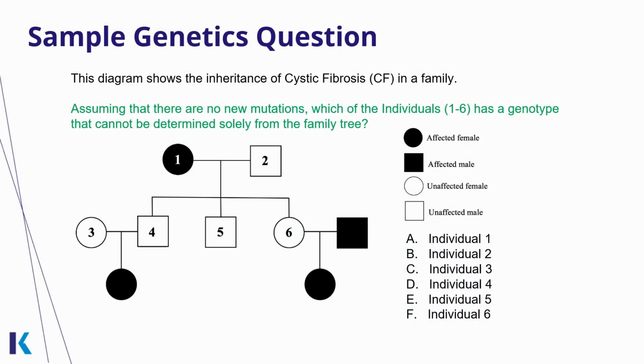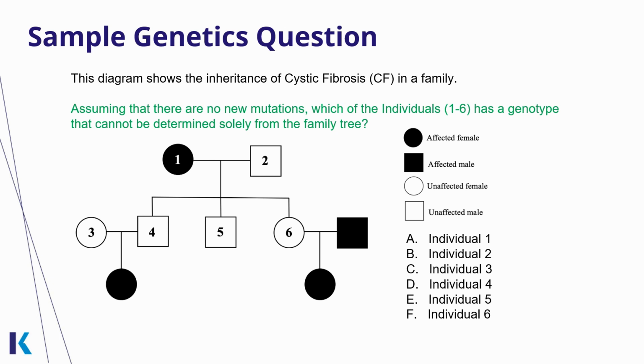The diagram shows the inheritance of cystic fibrosis in a family. When looking at the key, the black circle represents an affected female, the black square represents an affected male, the white circle represents an unaffected female, and the white square represents an unaffected male. Now we can turn to the diagram of the family tree.